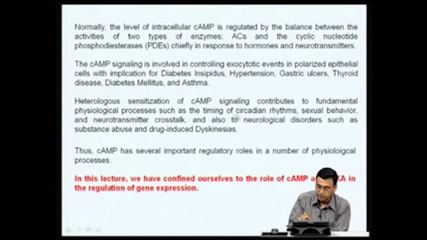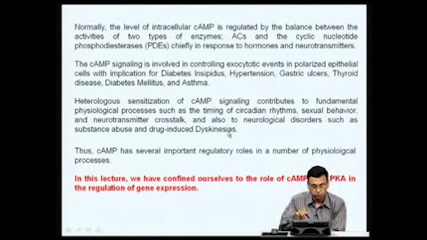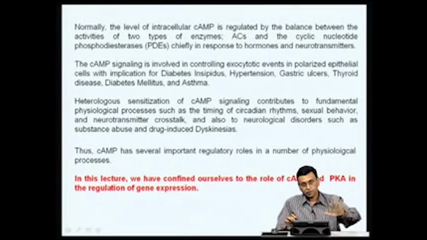Heterologous sensitization of cyclic AMP signaling contributes to fundamental physiological processes like timing of circadian rhythms, sexual behavior, neurotransmitter crosstalk, and also a number of neurological disorders such as drug abuse and drug induced dyskinesias and so on and so forth. So, what I am trying to tell you is that cyclic AMP plays a very important regulatory role in a number of physiological processes, which involve not only transcription, but also a number of other cellular processes. It can be release of secretory granules, it can be activation of metabolic enzymes and so on and so forth.